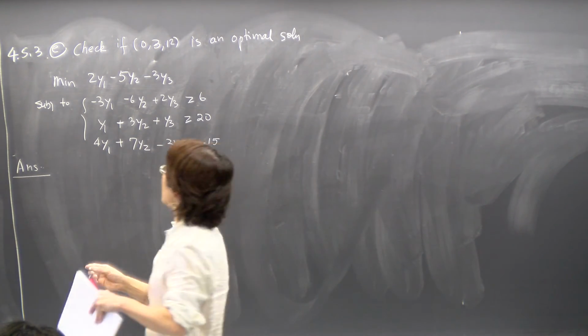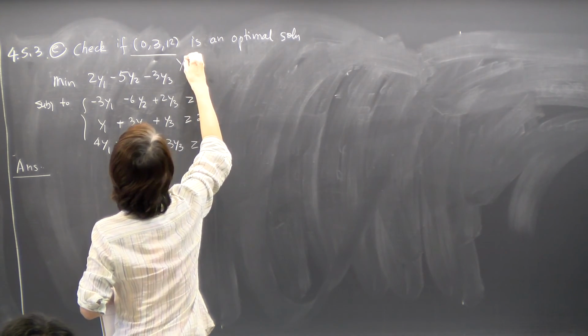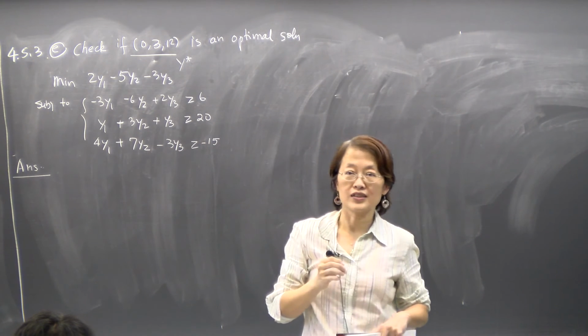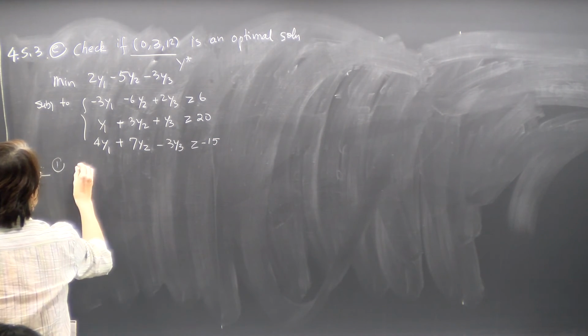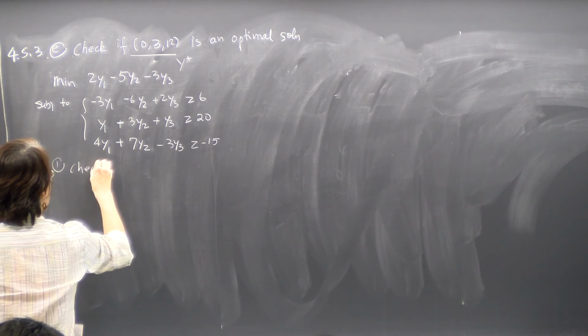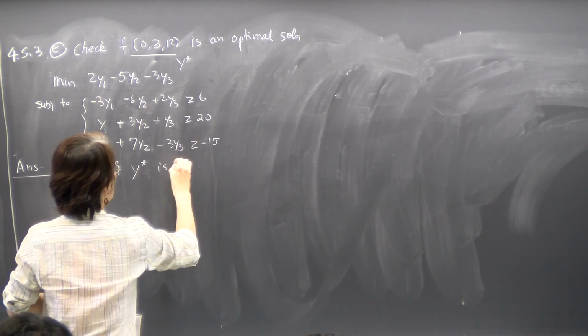Okay? So how about I call this y star, so it's easier for me to refer to it. So step 1, what do you need to do? I need to check if y star is feasible.